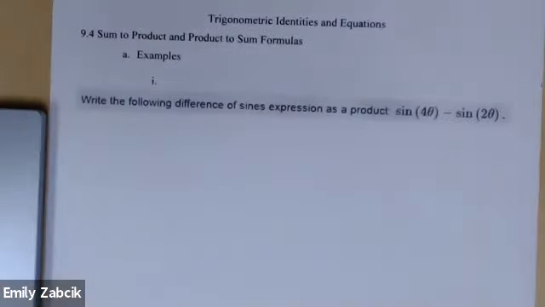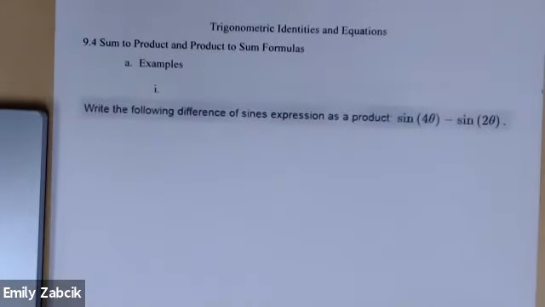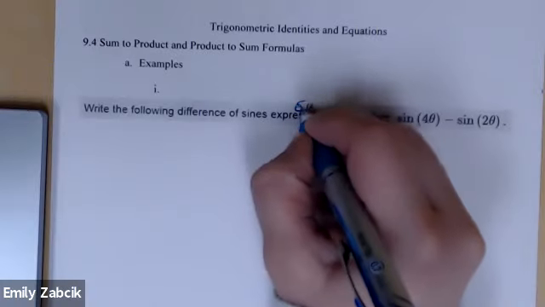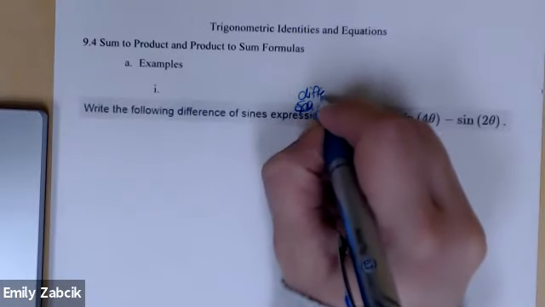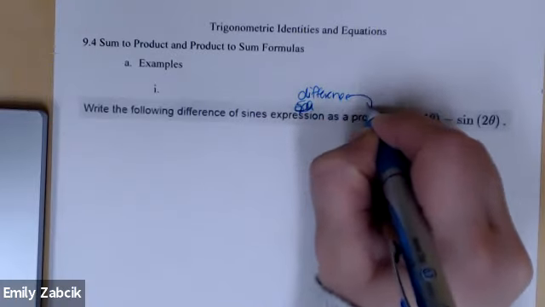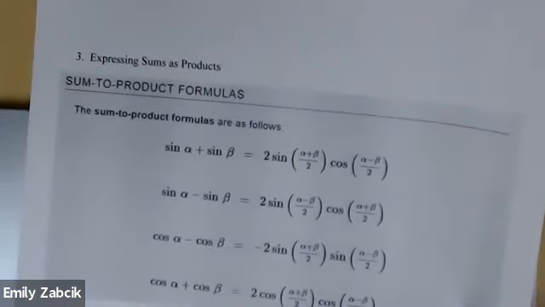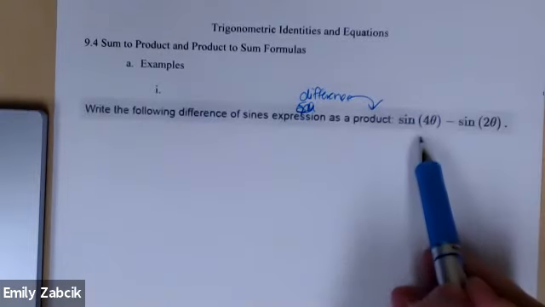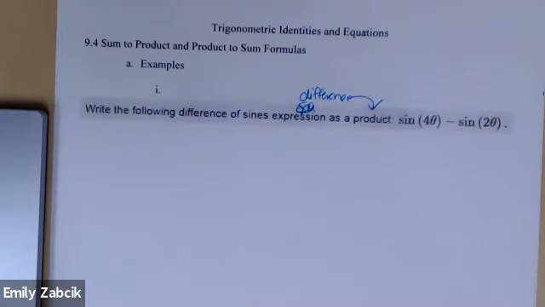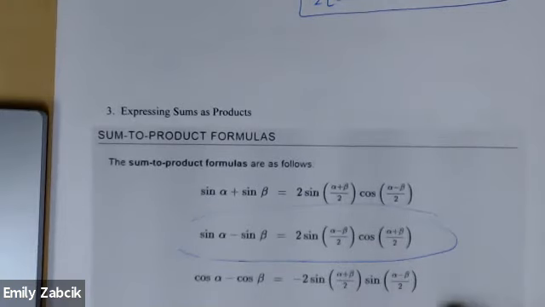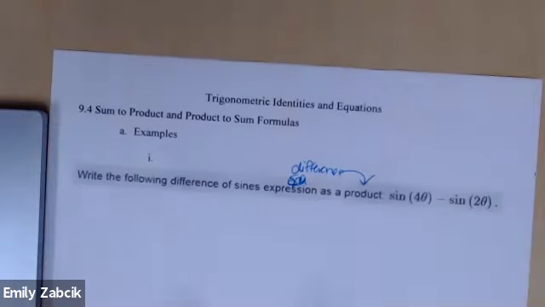And so let's look at this example here. It says, write the following difference of sines expression as a product. So what we're going to be doing is going from our difference to our product. And so I want to be going to these formulas here. Now notice what we're working with. We're working with a sine minus a sine. And so it's going to be the second formula here. I'm going to go ahead and write that right above our example so we have it all on the same page here.